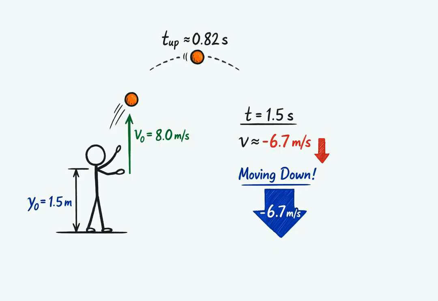At t = 1.5 seconds, v ≈ 8.0 − 9.8 × 1.5 ≈ −6.7 meters per second. So the ball is moving downward at 6.7 meters per second. There is no separate going-down equation. The sign carries the direction.